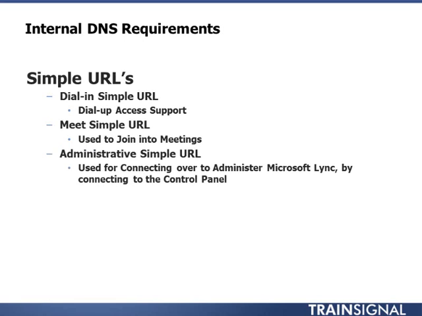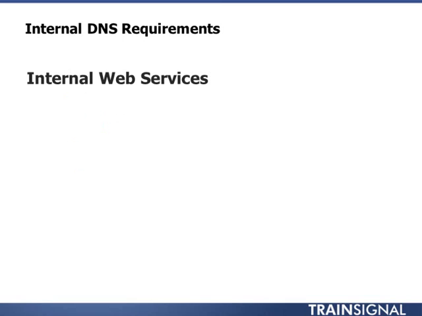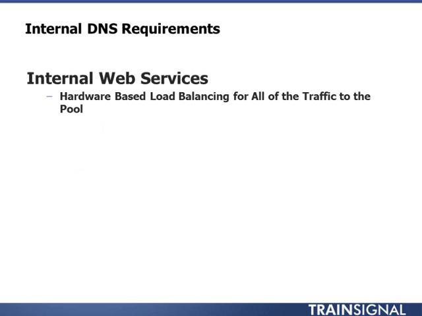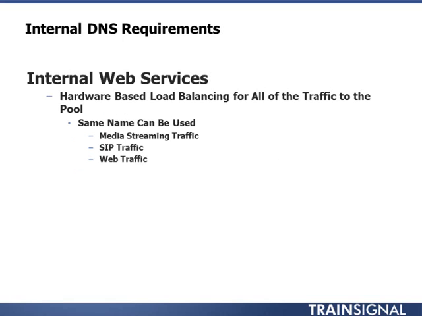For clients inside of the organization, the simple URLs will typically route us over to the front-end pools. If we're using the Enterprise Edition of Microsoft Lync Server, and we install multiple servers within a pool, which is what we would do, if you were using hardware-based load balancing for all of the traffic to the pool, we could use the same name for all of the traffic going over to the pool, including your media streaming traffic, your SIP traffic, as well as your web traffic.